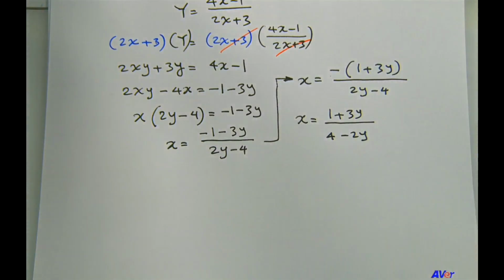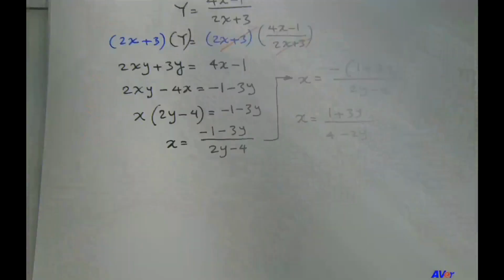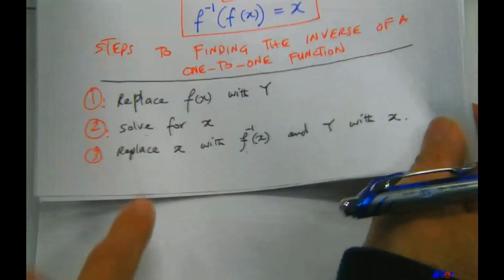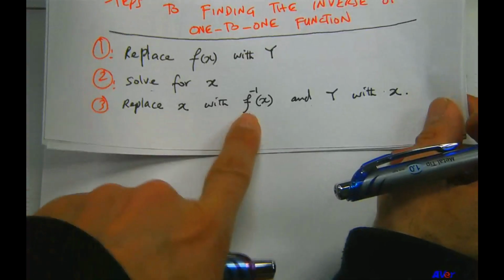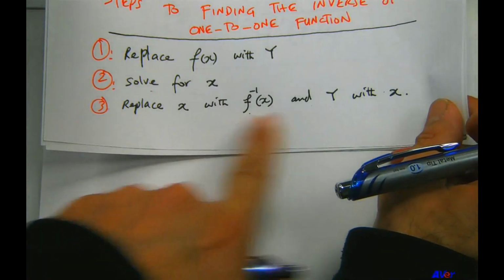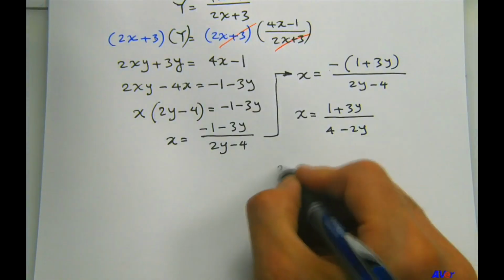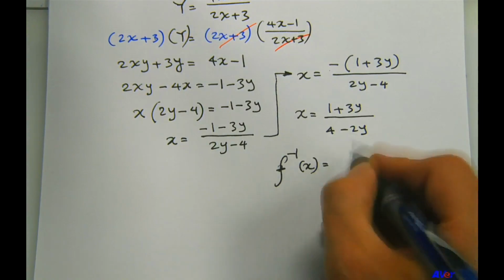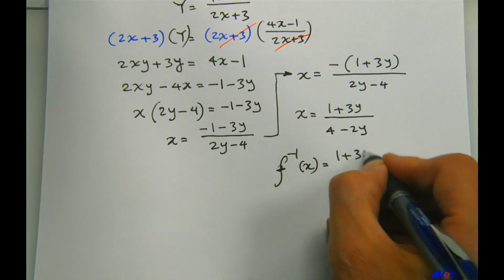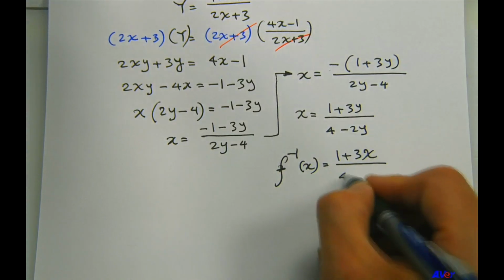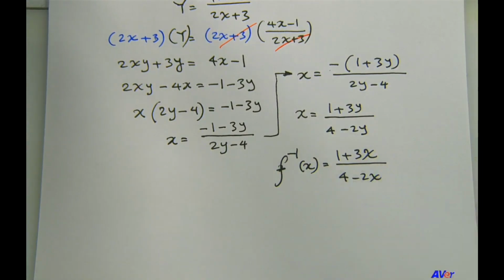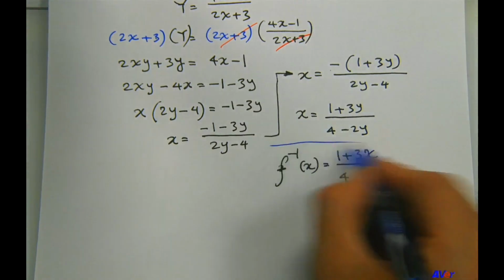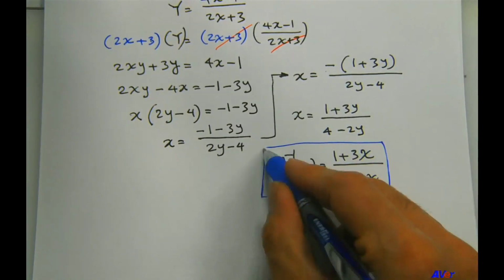And then the last step, right, which was replace x, because we've solved for x now. Replace x with the inverse function notation and y with x. So let's do that. And so f inverse of x is equal to (1 plus 3x) divided by (4 minus 2x). And that's the inverse function.